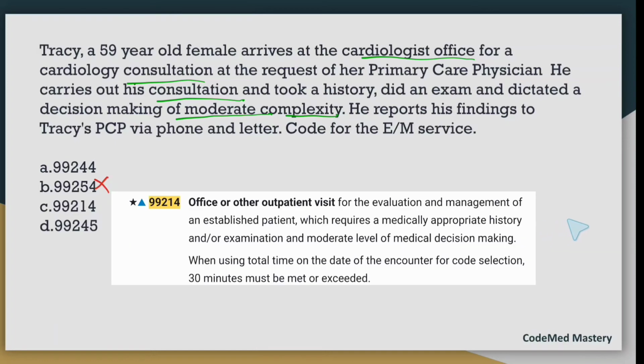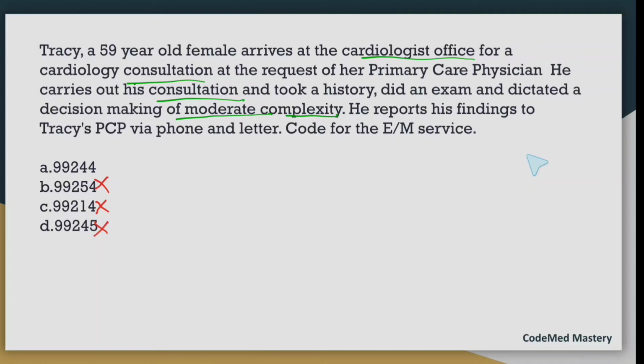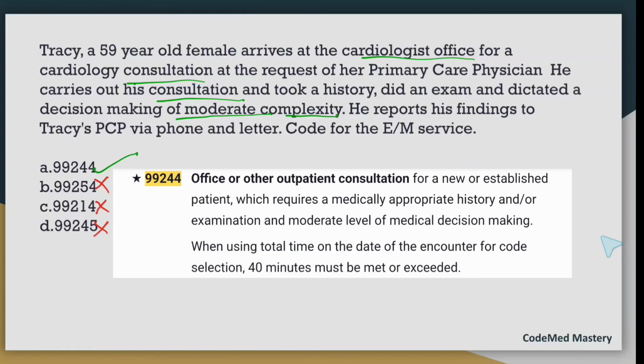Check option B, 99254. 99254 is for inpatient or observation consultation, moderate level of MDM. But in our case, it is not inpatient consultation. Here they have mentioned cardiologist office, right? So it will be an outpatient consultation. It is not inpatient. So by this, we'll eliminate option B. Coming to option C, 99214. 99214 is for office or other outpatient visit for E&M of established patient, moderate level of MDM. It is not a consultation code, but in our case, we have to code consultation. So by this, we'll eliminate option C. Coming to option D, 99245. 99245 is for office or other outpatient consultation. MDM is high level. But in our case, the MDM is moderate level. So our right code will be 99244, not 99245. So we'll eliminate option D. We are left with option A, which is our right answer.